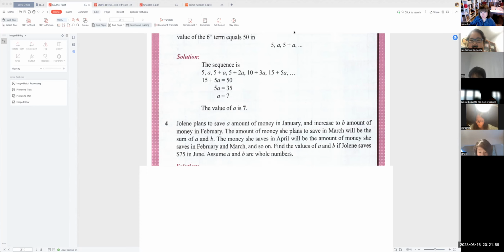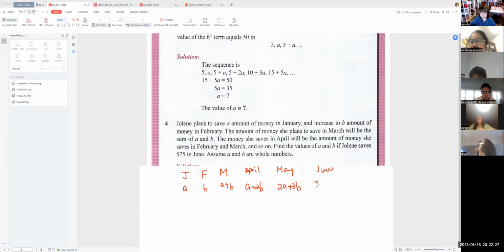Okay, I'm going to start to explain this question. Jolene has started to collect money. January, February is B, and March will be A plus B. April will be A plus 2B, May will be 2A plus 3B, and June will be 3A plus 5B, correct? So 3A plus 5B equals 75, and we know A and B must be whole numbers.